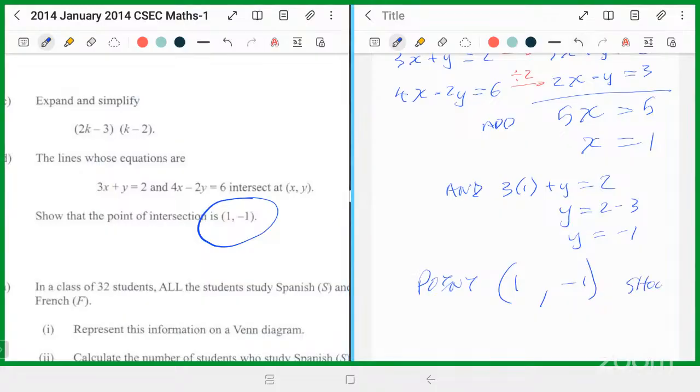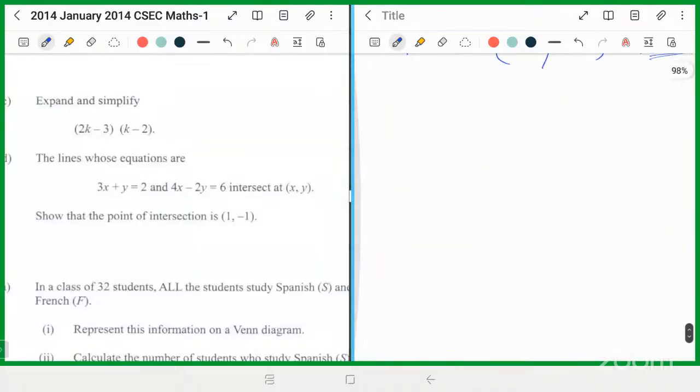Alright, I'll show you the other method some other time. But the other method, let me just show you. Because it actually gives you the point, it is a matter of plugging these values into the two equations and showing that they satisfy the equations.